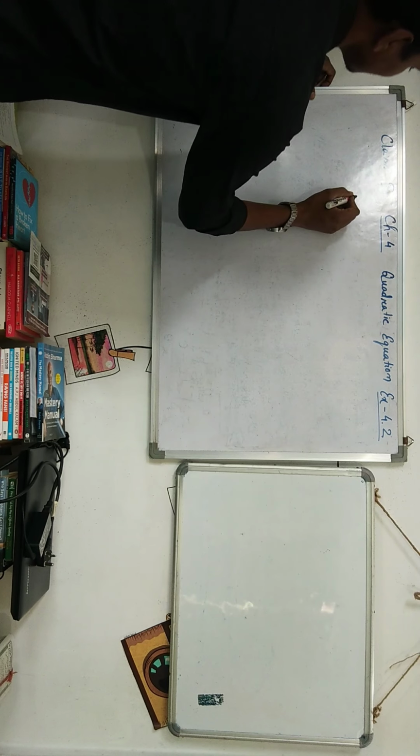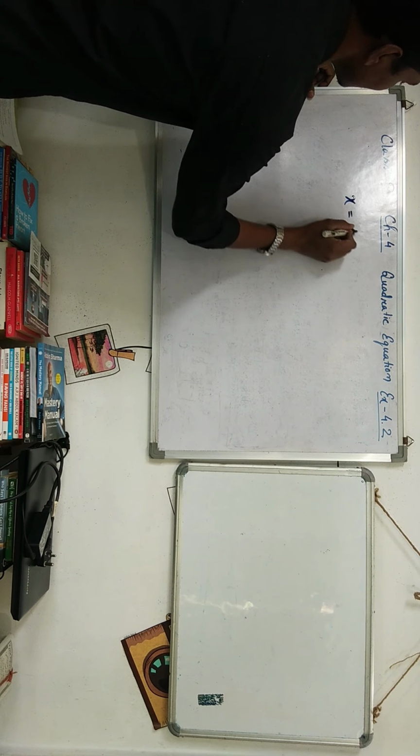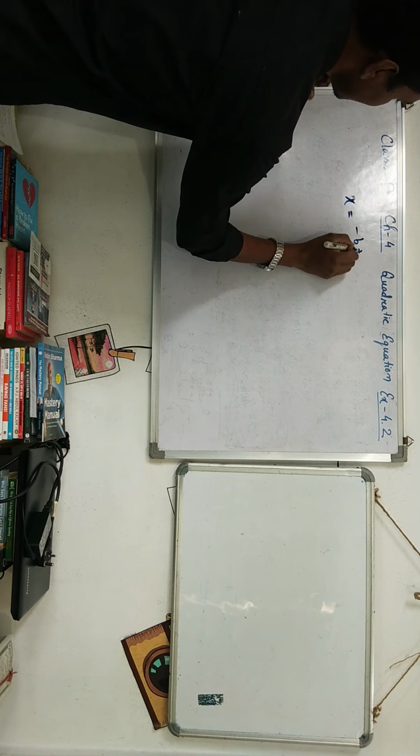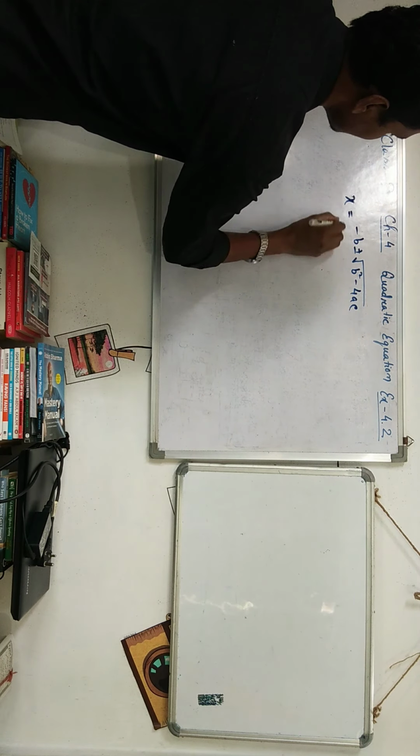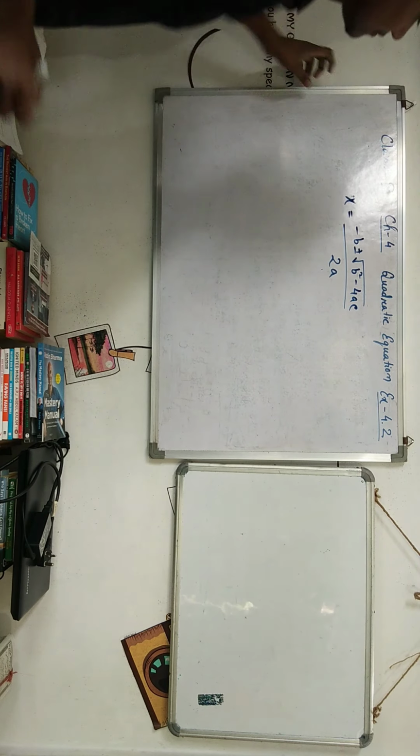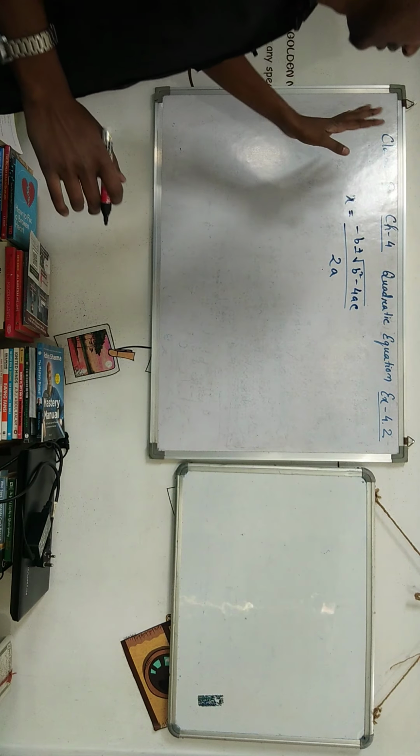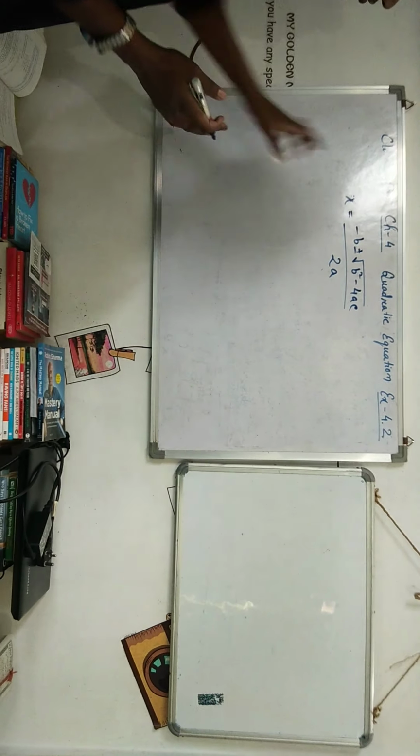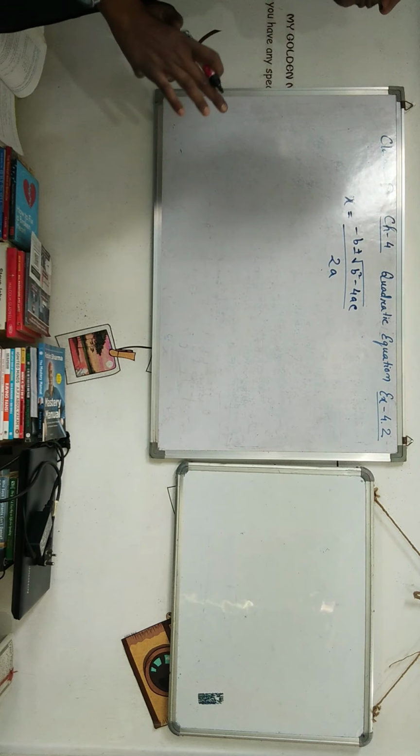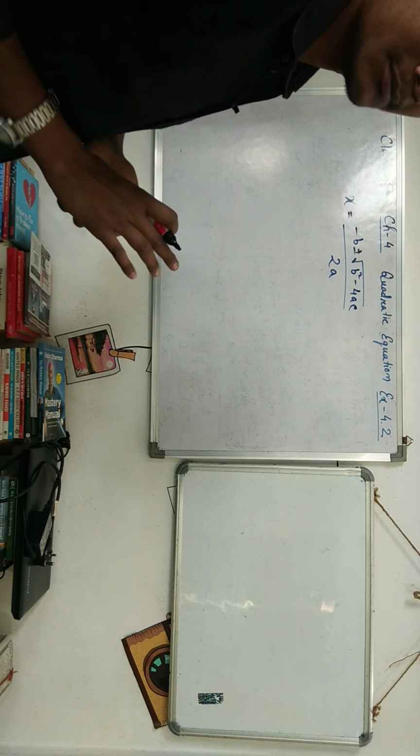If we have to find the value of x, we use this: x is equal to minus b plus or minus the square root of b square minus 4ac, divided by twice a. That is called the quadratic formula. So we can find the value of x by using this particular formula.